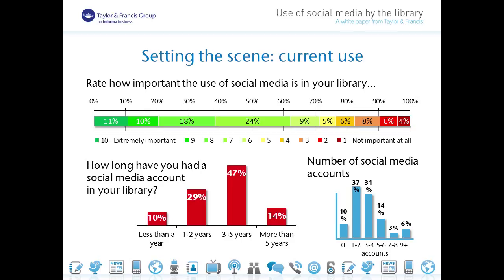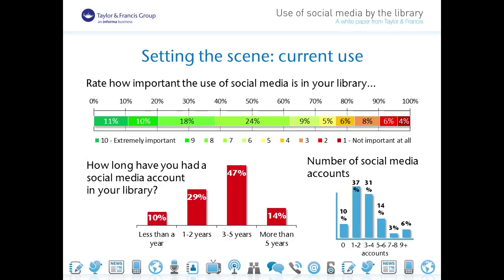So overall, if we add up all of those in green, so those who are leaning more towards the important end of that scale, it encompasses more than 70% of the librarians questioned who feel that social media use is very important in their library.